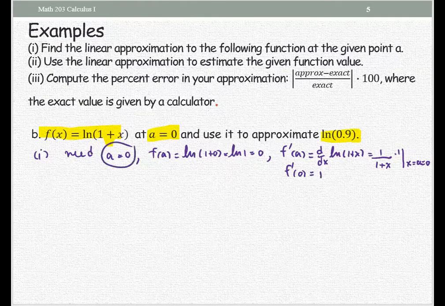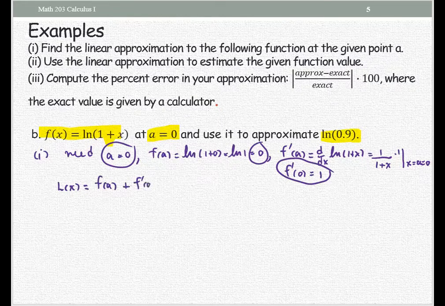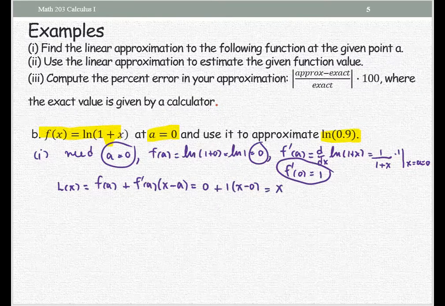We have a, we have the function at a, we have the derivative at the point a. So the linearization, or the linear approximation function, is the function value plus the slope multiplied by x minus a. The f at a is 0 plus f prime, which is 1, multiplied by x minus 0, or it turns out to be L(x) equals x. That's nice.